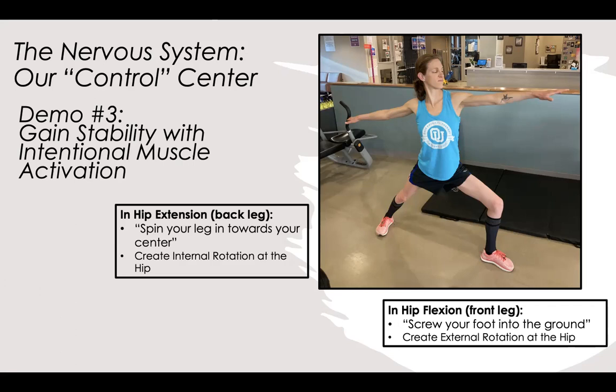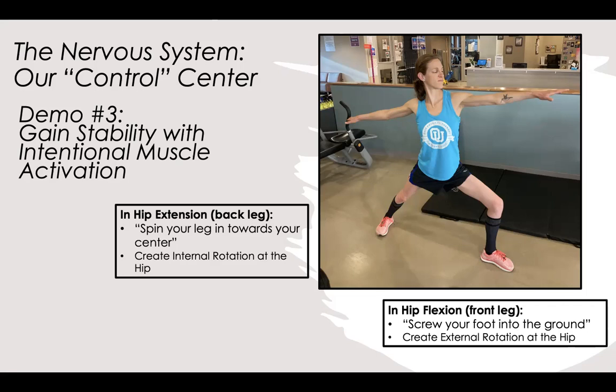So what I want you to do is come into your Warrior 2 and actively try to screw that foot into the ground. So don't change where your foot is. Don't actually spin your foot out, but try to grab and try to spin and screw that foot into the ground and wind out, or externally rotate, at that hip. And what I think you'll find is that provides some added stability to this front leg.